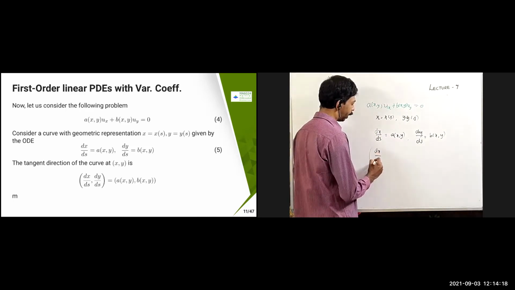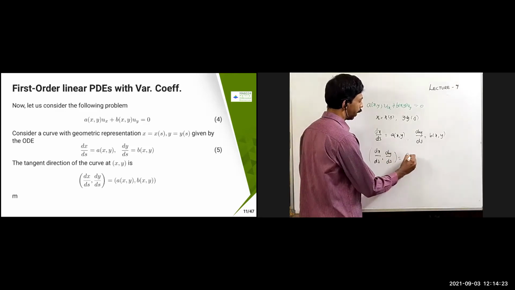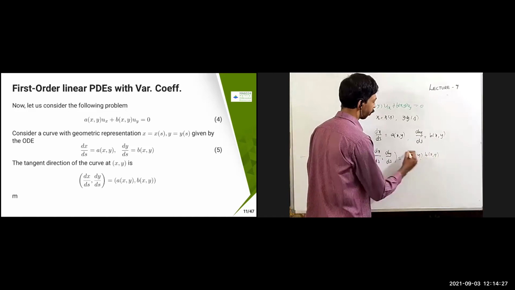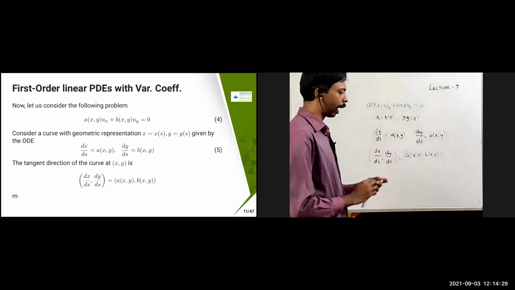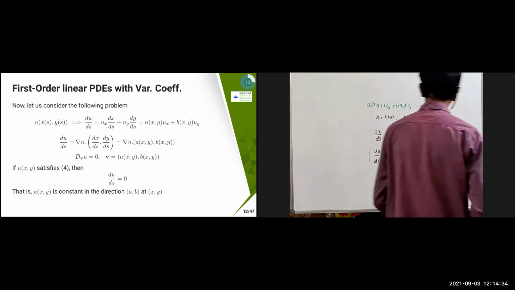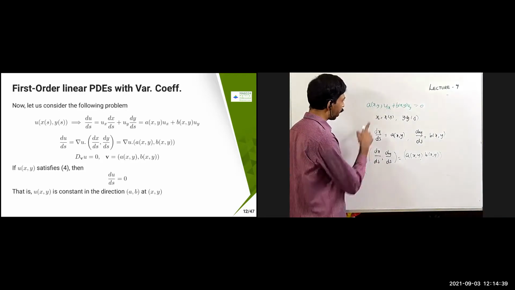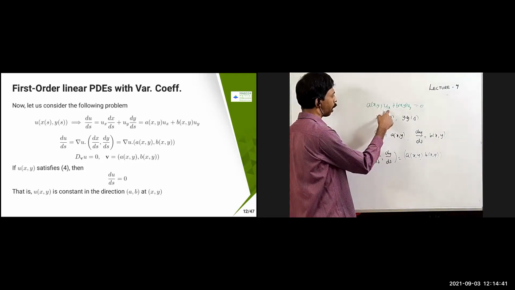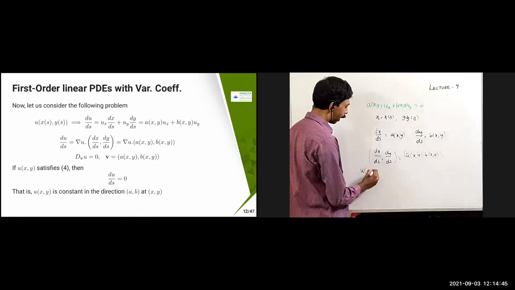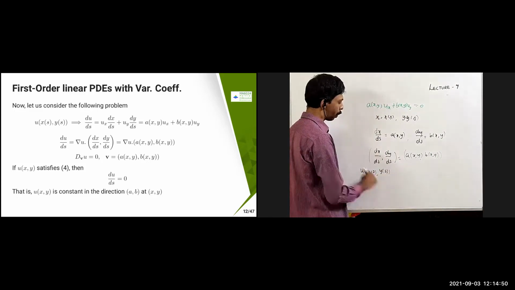Then what is the tangent curve going to become? It is going to become (dx/ds, dy/ds) equal to (a(x, y), b(x, y)). Almost the same thing we did in the method of characteristics. Same thing we are doing in this also. So then what I'm going to write? Suppose u is a function of x and y. Now x is again a function of s and y is a function of s, so u(x, y) becomes like this.